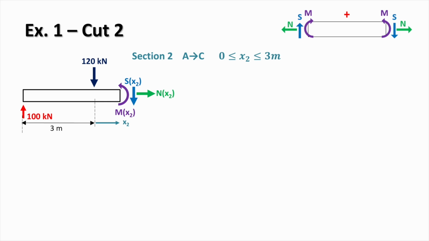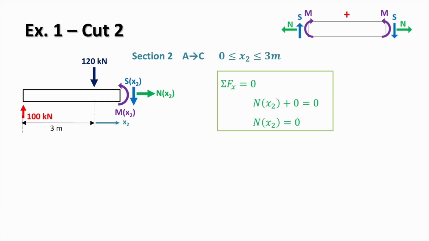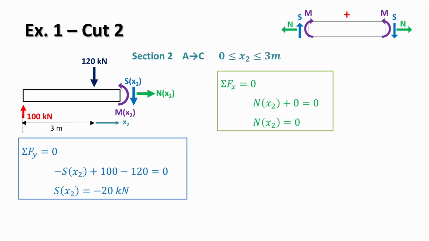At the cut, we expose the internal forces, drawn according to the sign convention. We'll start with horizontal equilibrium, sum of forces in x. N is still 0 in this section. Vertical equilibrium gives us minus S plus 100, which is the reaction force, and minus 120, which is this force going down. So we get a constant here of minus 20 in this region.